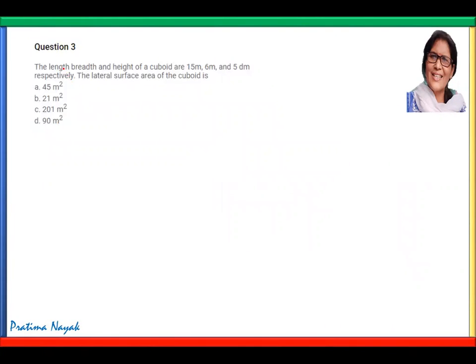Now, question number 3. The length, breadth, height of a cuboid are 15 centimeter, 6 centimeter, 5 decimeter. So take care, it is not meter, it is decimeter. So what is decimeter? 1 decimeter is equal to 0.1 meter. Decimeter is smaller than meter, 0.1. So 5 decimeter is there. So it will be 0.5 meter. Let us read the question again.